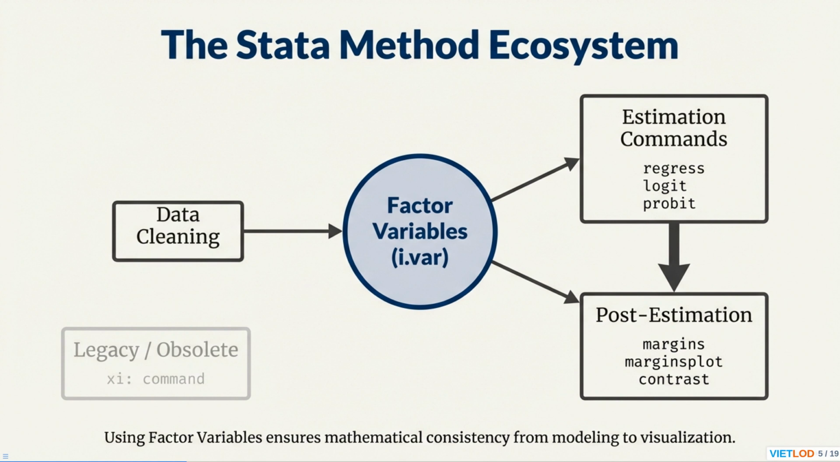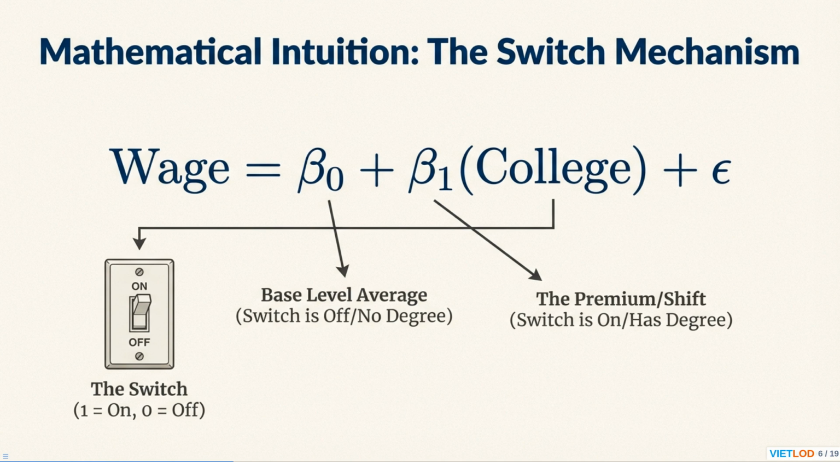Crucially, we no longer use the legacy xi command. It's considered obsolete because it doesn't provide the same mathematical consistency. By using factor variables, you ensure that every step, from the initial model to the final visualization, is mathematically sound and perfectly aligned.